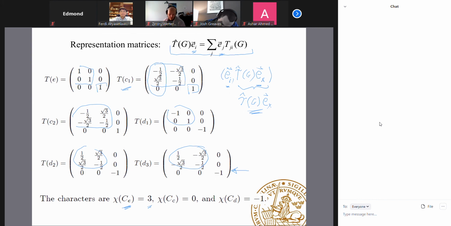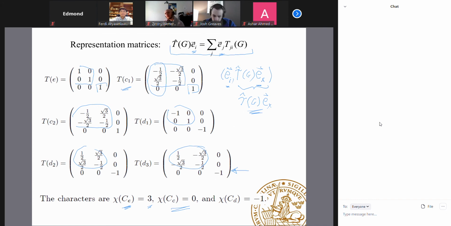And then we have the second class, which is C1 and C2. I call it C1 and C2 to indicate that they belong to the same class, C. If we calculate the trace, both C1 and C2 have trace 0, as it should be, because they belong to the same class. Elements that belong to the same class have the same character, the same trace. So that fits with the theorem.